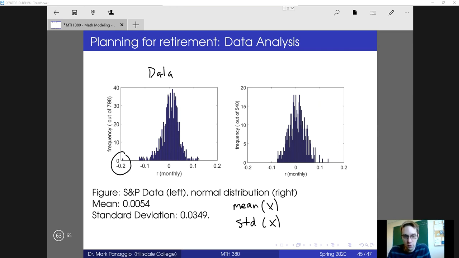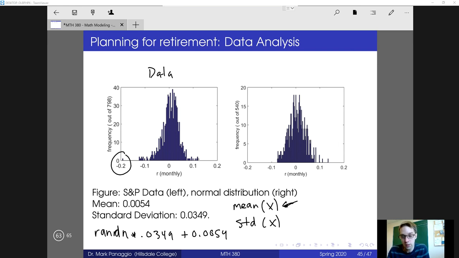In this case, if you compute the mean, you can use a command called mean, appropriately named, in Octave, and you'll find that the average return, according to this way of calculating, is 0.0054, and the standard deviation is 0.0349. That means that we could use something like randn times 0.0349 plus 0.0054 to simulate random rates of return that fit that distribution. Right? So that's one way we could do this.